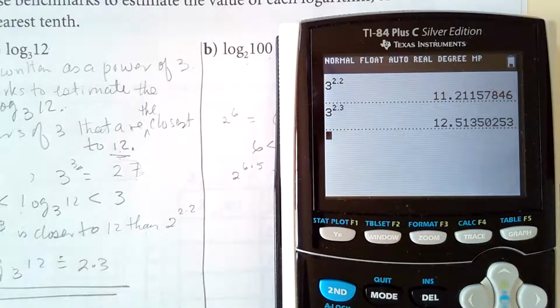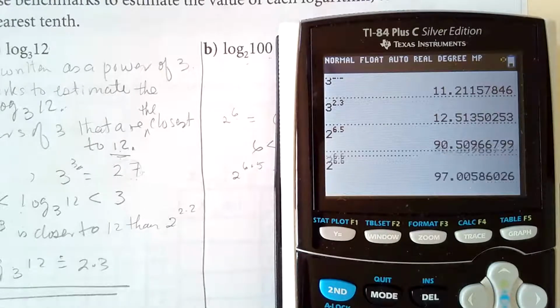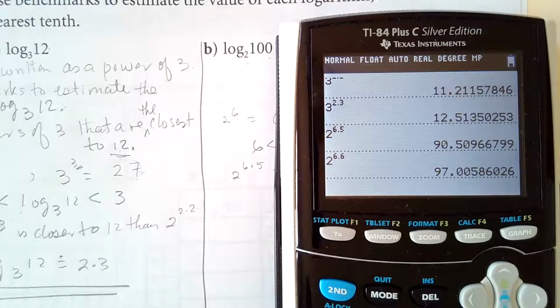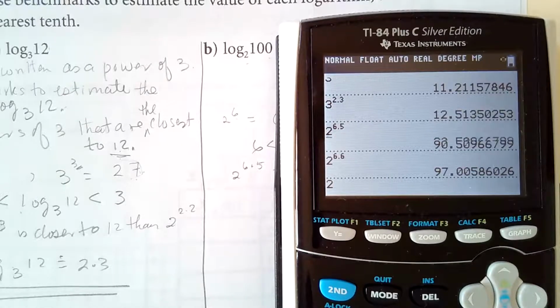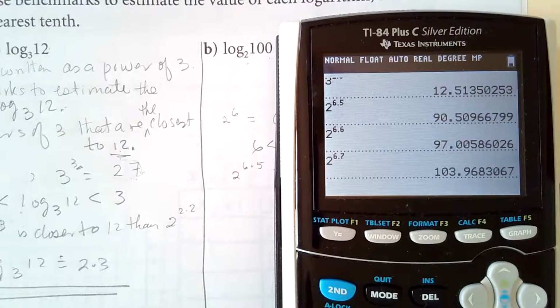So we have 2 to the power 6.5 gives me 90. Let's go to the next one. 2 to the power 6.6 gives 97. Okay, much closer. So we can eliminate 6.5 because it's much farther away. Then try 2 to the power 6.7. Now that's much further away from 100 than 97 is. So we'll use 2 to the power 6.6.